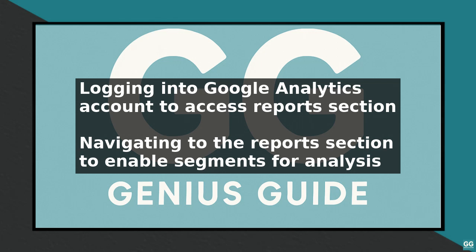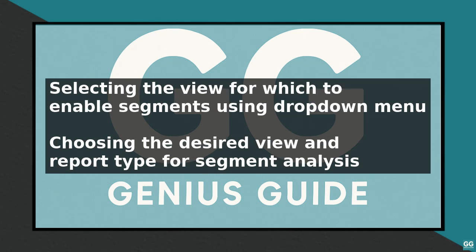First, select the view for which you want to enable segments. This can be done by clicking on the drop-down menu at the top of the page and choosing the desired view. Then, click on the Reporting tab and select the type of report you want to analyze, such as audience or behavior.